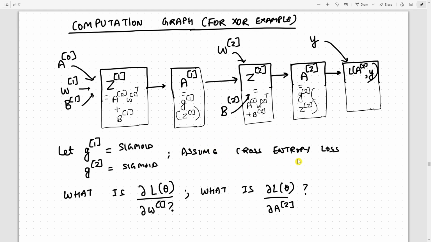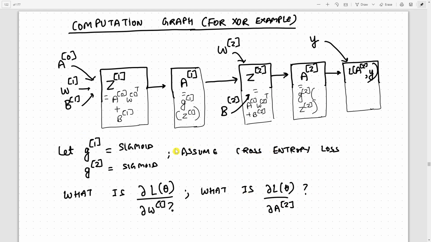Now we could trivially assume it to be cross entropy loss because we are discussing the 0-1 classification setting for XOR. You could have chosen the regression type losses or the mean squared loss, etc., and you can do all of the derivations. But for the purposes of this lecture, we'll be sticking to the cross entropy loss.